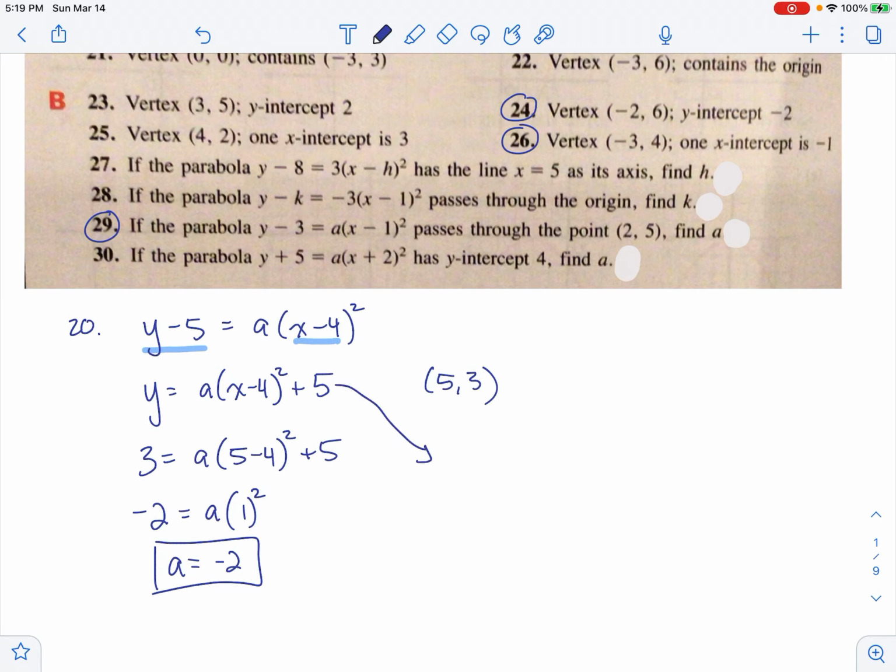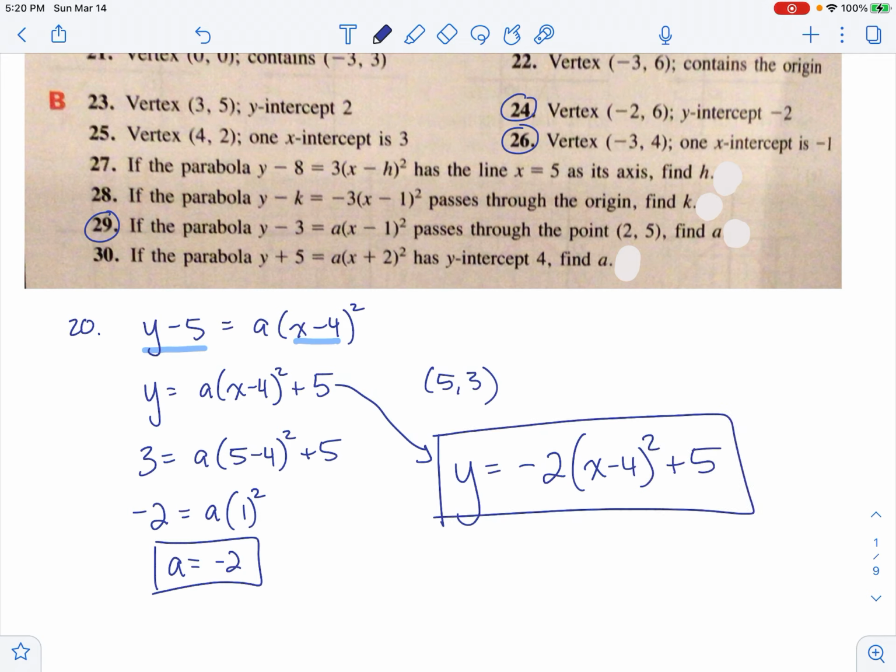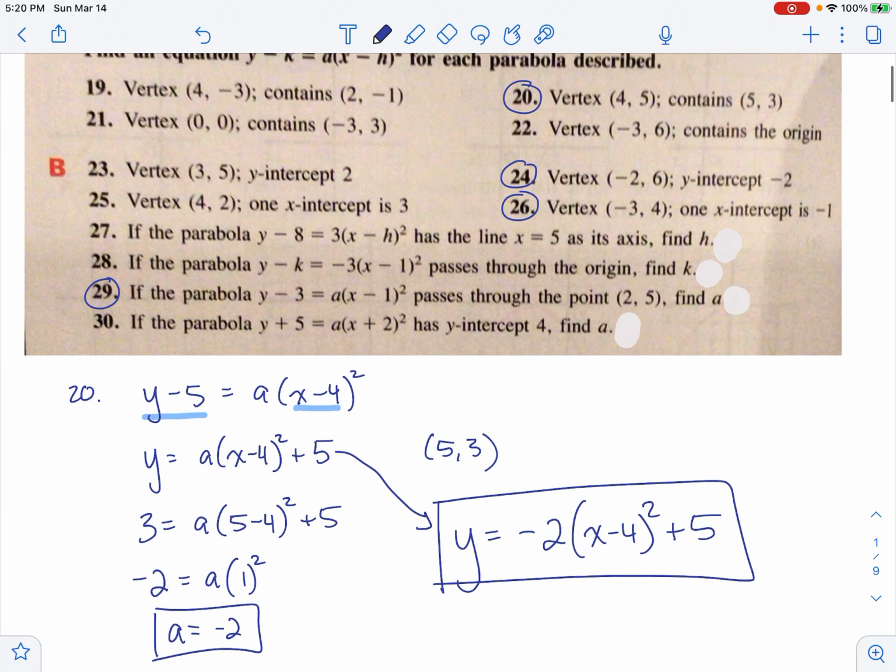I'm just going to take this and rewrite it. And now I know a, so I'm going to put -2 out in front. And then I have x minus 4 all squared plus 5. Not too bad, just kind of plugging in what you know.